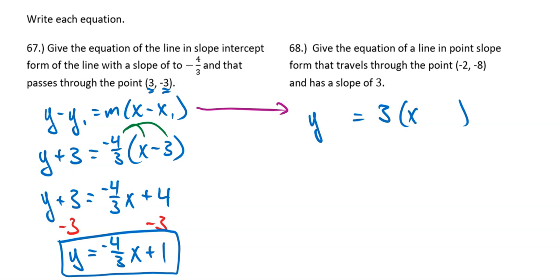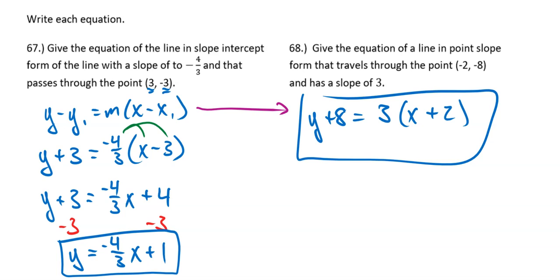But remember, those minus signs give me the opposite. So instead of a -2 here, it's going to be a +2. Instead of a -8, it's going to be a +8. And that's it. Point-slope form, done. Okay, if it asks for slope-intercept form, I would distribute that 3 and subtract the 8.